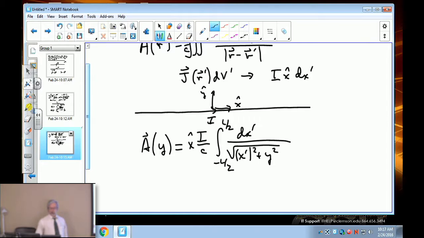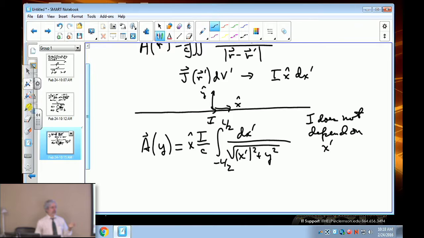Now notice the other thing that we assumed here, I pulled I outside of the integral. I does not depend on x prime. That means that the current is uniform along the wire. What would happen if the current were not uniform along the wire? I would be a function of x prime. But that would actually violate the magnetostatic condition. Can you see why that would be? What would happen if I is not uniform along the wire?